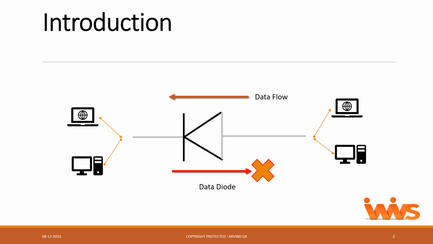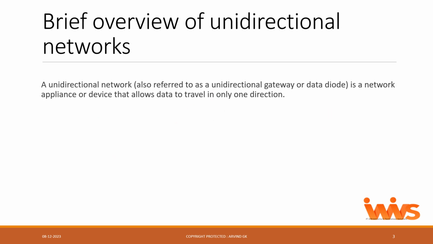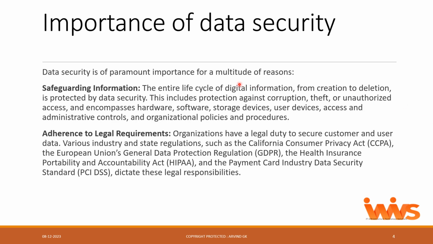Okay, so let's see the next slide. A unidirectional network, as I said, is called a diode. It is used for networking where data is allowed to flow only in one direction. By doing that, it creates a lot of security advantages. So why is data security important?